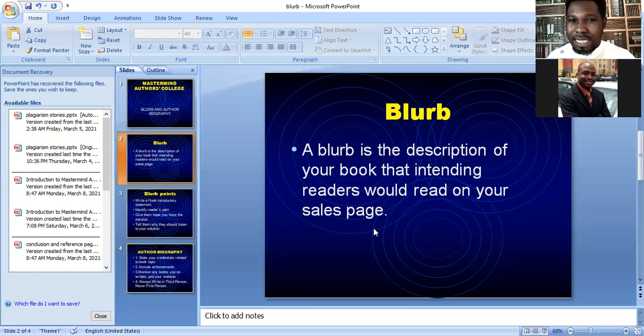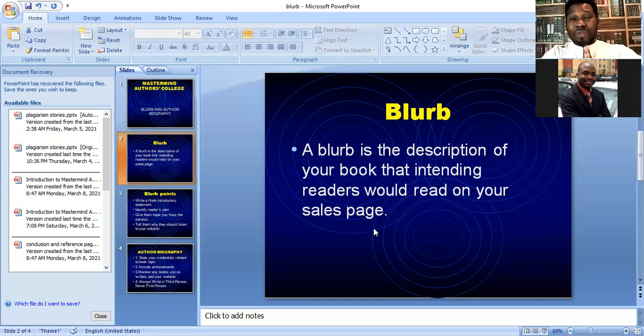And I said that your synopsis is different from your blurb. You don't put your synopsis at the back of your book. No, you don't do that. But you put your blurb. Your synopsis only goes to publishers for them to read and see what your book is about, to know whether they want to publish your book or not. Or your synopsis could be for you, like an outline of what you want to put in the book. You could use a synopsis for that.